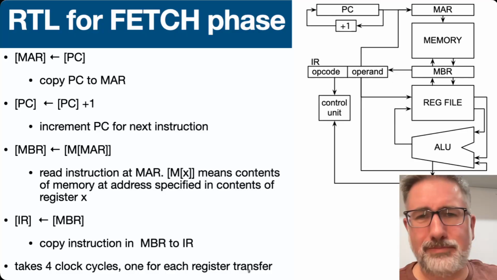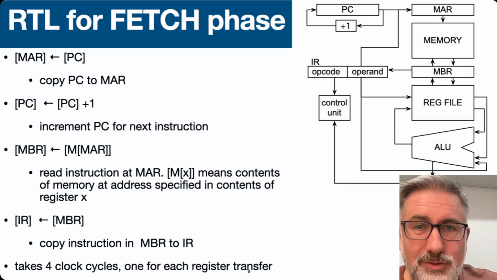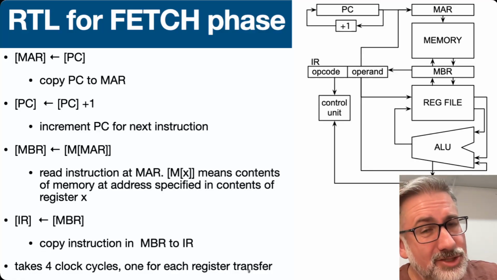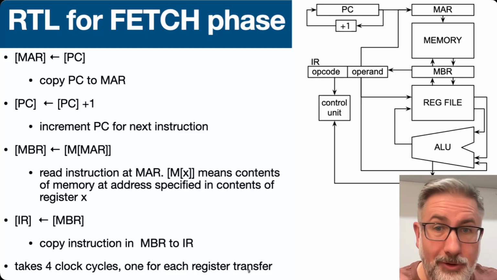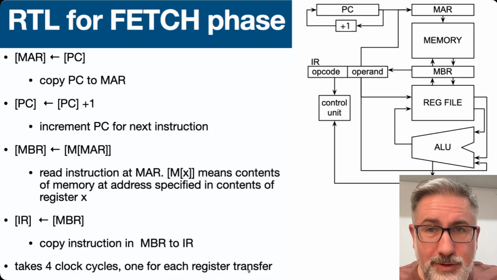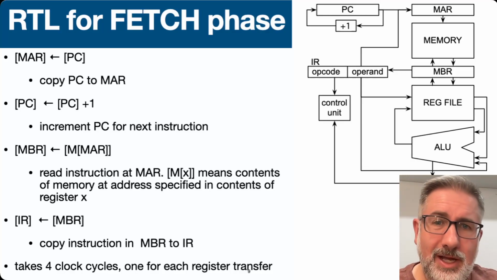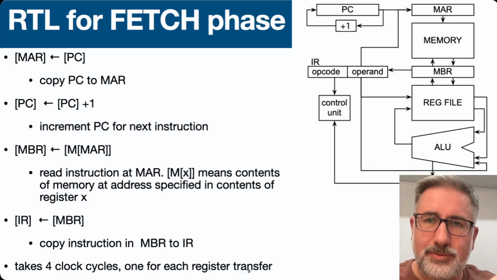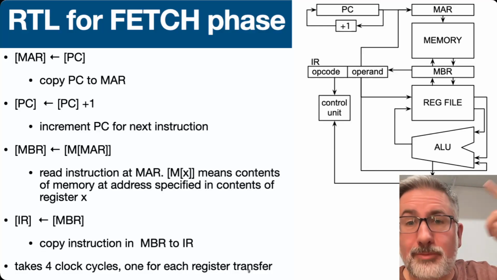Sorry, I'm blocking the condition code register there. Let's look at the register transfer notation to do something like a fetch. This is the first part of any instruction. We have to get the instruction from memory. So what do we have to do? Well, first, we have to move the program counter into the memory address register. Because remember, we've isolated memory. We don't have a direct line from the program counter to memory. We have to copy it to the memory address register so that memory can do its thing.